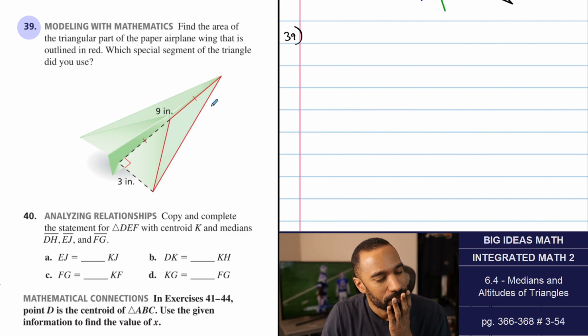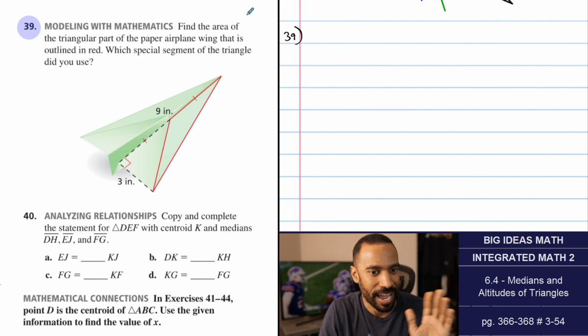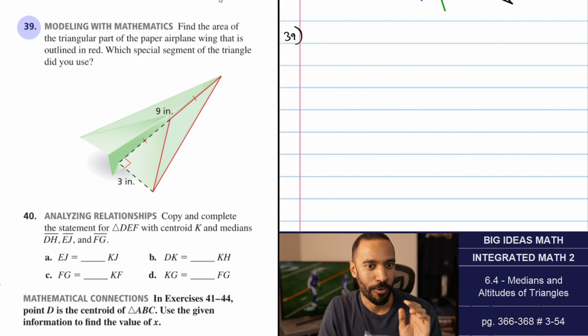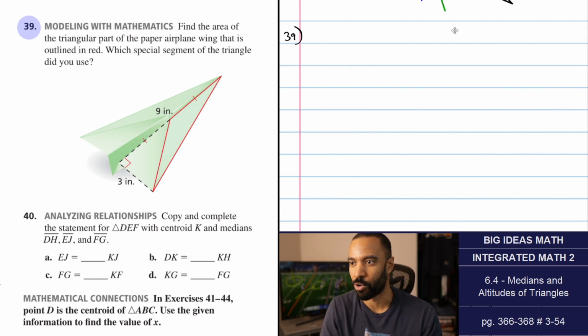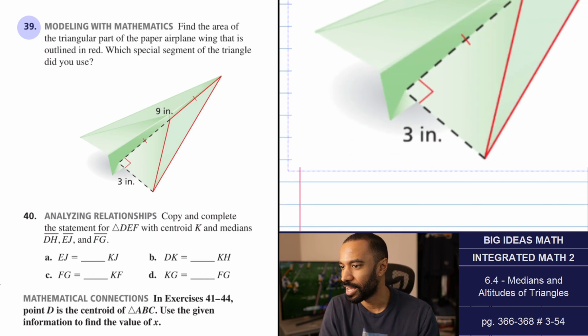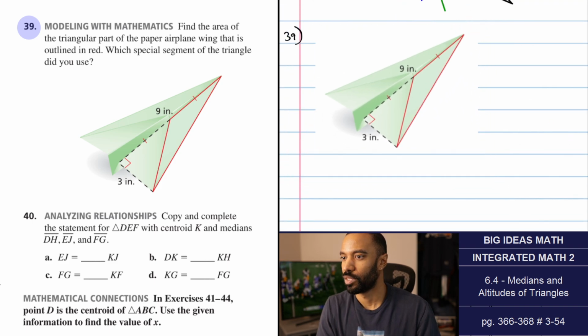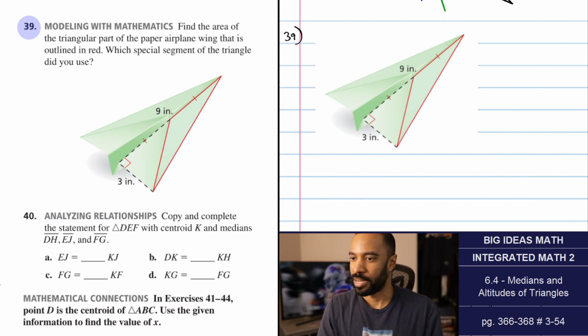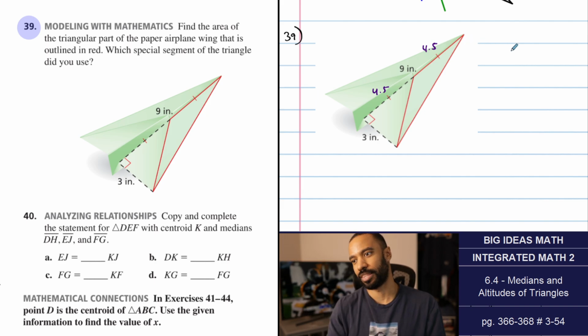Okay. What do I want to do? The outline in red, which special segment of the triangle did you use? So they say this whole thing is 9, I imagine. Therefore, I'll copy and paste this thing over, and we can divide that thing. They show some congruent parts, and it shows that we can call some parts 4.5 each, dividing it in half. Okay, if that's 9, then this is 4.5 and this is 4.5, like that.